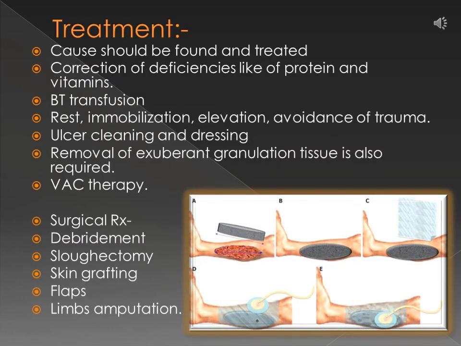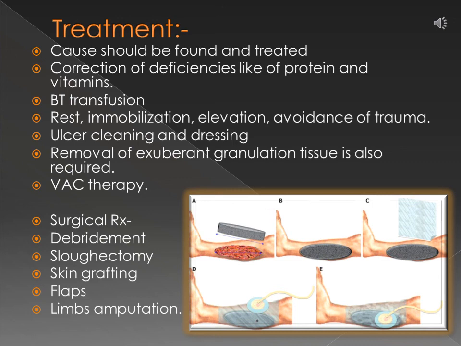Then we'll start with the treatment of ulcer. The cause should be found and treated. Correction of the patient's anemia. Deficiencies like protein and vitamins should be corrected. Blood transfusion, if required, should be done. Rest, immobilization, elevation and avoidance of trauma.